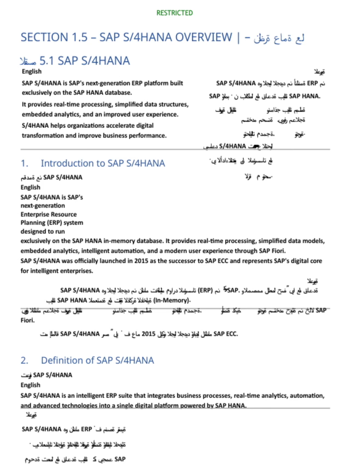Let's start with an introduction to SAP S/4HANA, SAP's next-generation ERP system. It's built exclusively on the SAP HANA in-memory database, which means it processes data in real time. This platform simplifies data models, embeds analytics right where you need them, and offers intelligent automation. Plus, it delivers a modern, user-friendly experience through SAP Fiori. Launched in 2015 as the successor to SAP ECC, S/4HANA is the digital core that powers intelligent enterprises today.